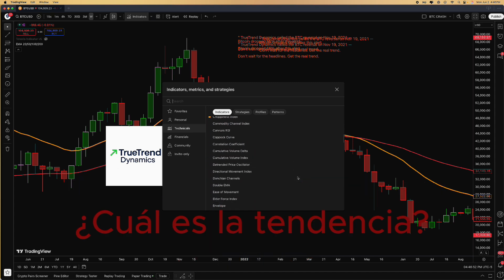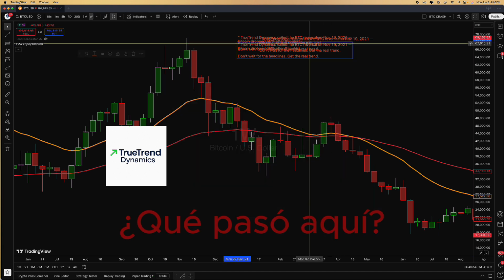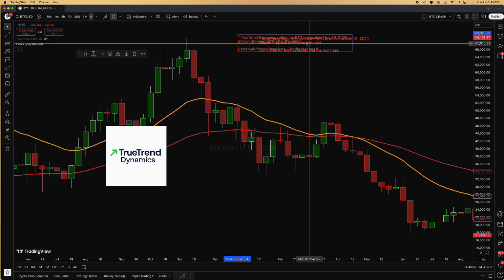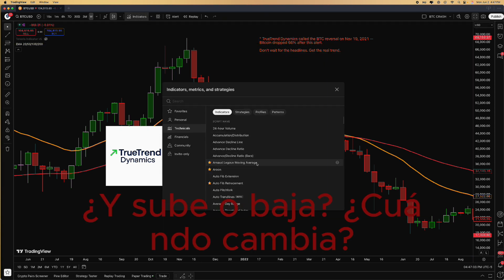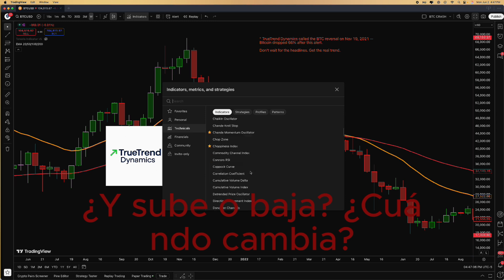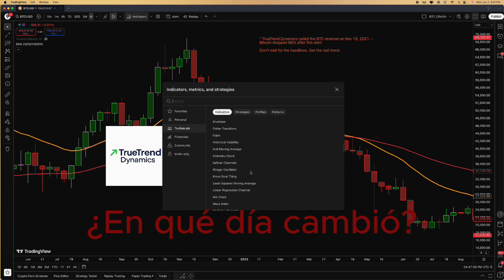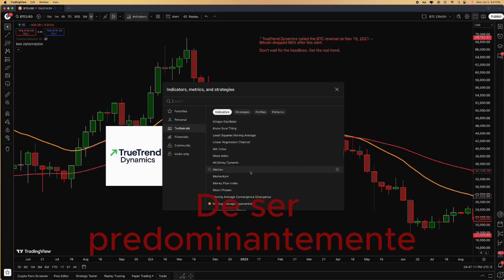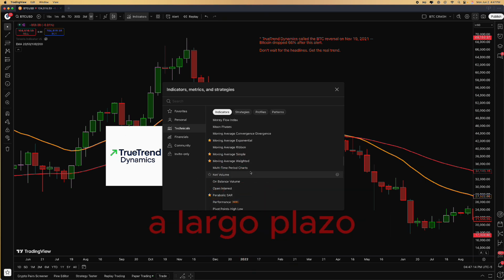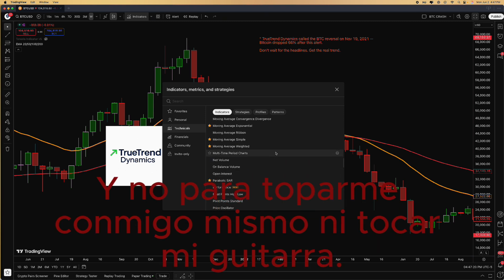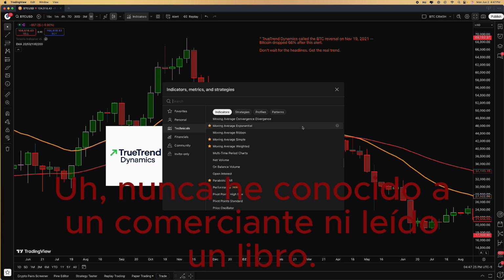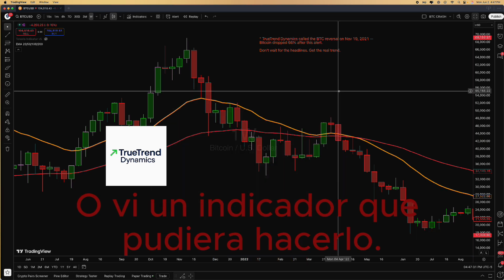What is the direction of the trend? What happened up here? What's the direction of the trend? And is it up or down? And when does it change? Exactly at what price point on what day did it change from being predominantly going up to predominantly going down long term? And that's what I'm able to reveal. And not to blow my own horn or play my own guitar, I've never met a trader or read a book or saw an indicator that could do that.